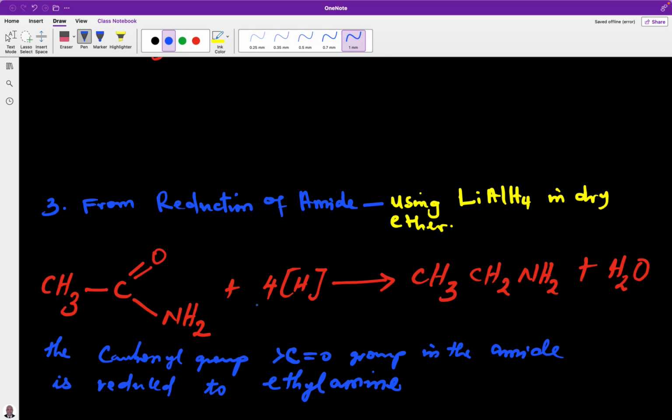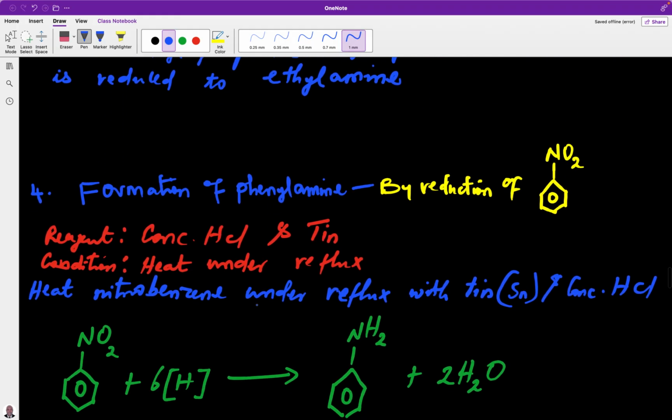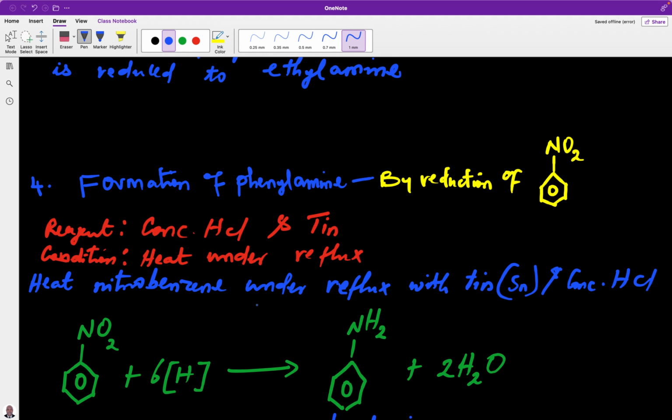And the fourth method is by the reduction of nitrobenzene, and the reagents are what? Concentrated hydrochloric acid and tin. And all this, you heat it under reflux.